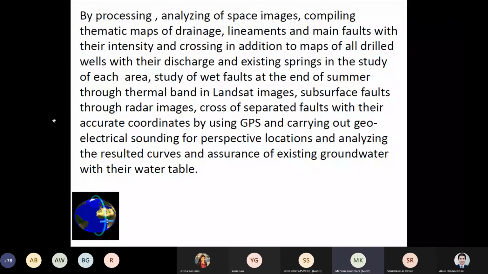By processing and analyzing space images, compiling climatic maps of drainage, alignment, and main faults with their intensity and crossing, in addition to a map of all the drilled wells, their discharge and existing springs in the study of each area, study of wet faults at the end of summer through thermal bands in Landsat images, and subsurface faults through radar images, crossing the separated faults with their accurate coordinates using GPS and carrying out geoelectrical sounding for the perspective equation and analyzing the resulting curves, and issue assurance of existing groundwater with their water table.